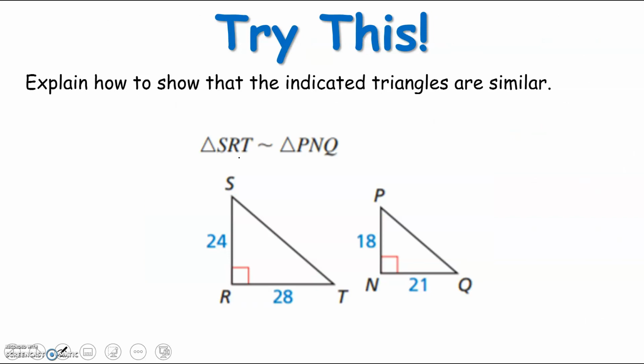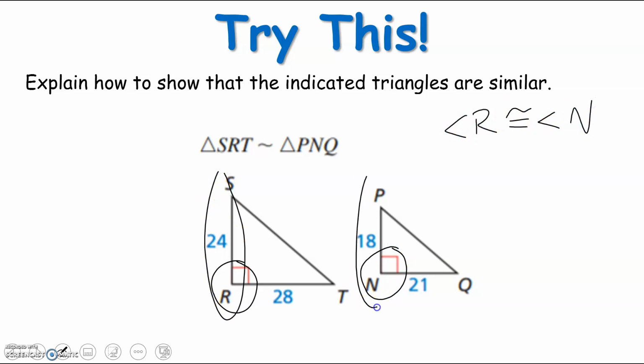Explain how to show that the indicated triangles are similar. Pause the video, give it a try. All right, so similarly on this problem, we'll note that we have this congruency with the angles. We see that R is congruent to N, and then we simply need to check the ratio of corresponding sides. In this case, SR over PN, and then RT over NQ.